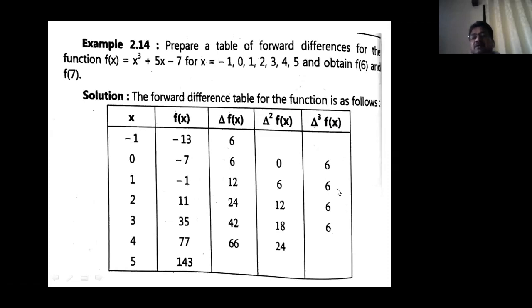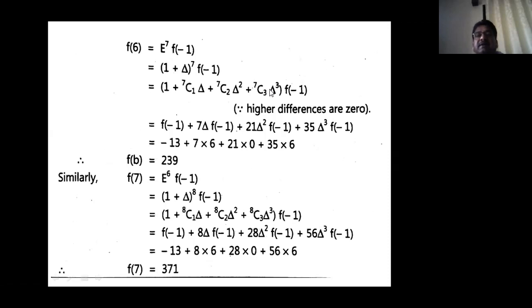Delta raised to 4 f(x) is 6 minus 6, 0, 6. All the entries in delta raised to 4 and delta raised to 5 are 0. That's why the further terms are not given. Actually (1 plus delta) raised to 7 contains 8 terms, but here only 4 terms are given. What is the next term? 7C4 delta raised to 4. But all these higher differences are 0, so the further terms are not given. Actually (1 plus delta) raised to 7 contains 8 terms.